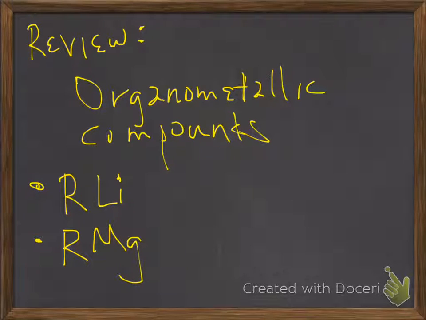But I'm going to do a very quick review of what we covered in the last class, which was using organometallic compounds. In particular, we started off with organolithium compounds, like alkyl lithium compounds, and then the organomagnesium ones, which have the special name, the Grignard reagents.